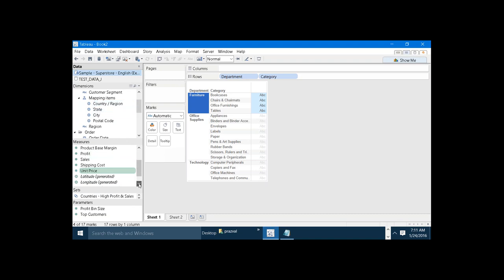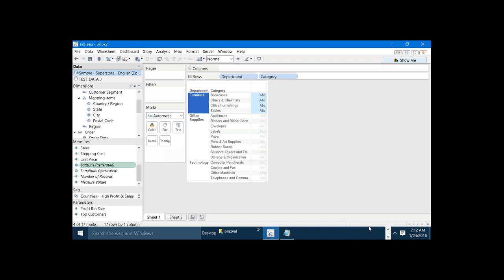So if our data source contains geographic dimensions, then Tableau will automatically generate latitude and longitude. The latitude and longitude will differ from one location to another, so they come under the non-additive measures. Okay, so that's all about the measures.